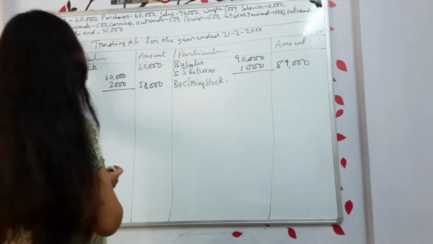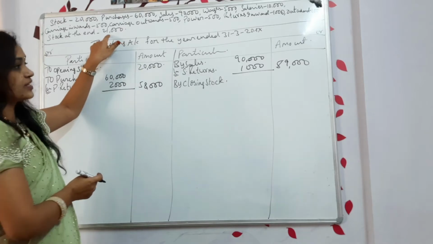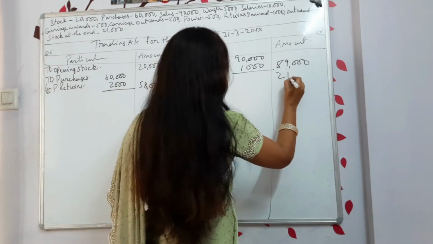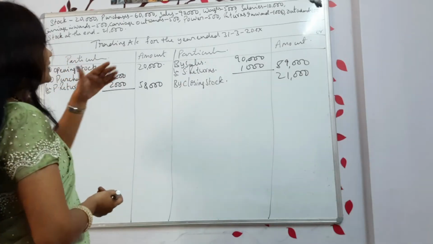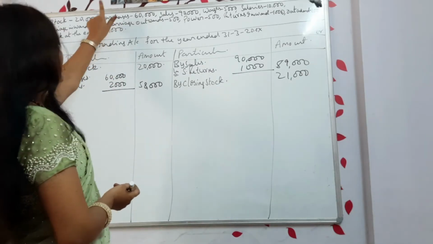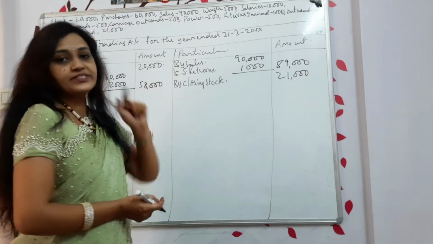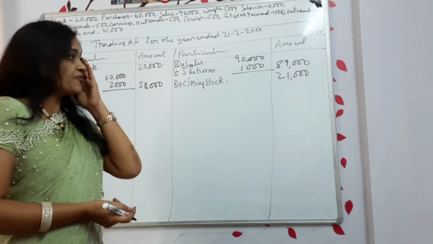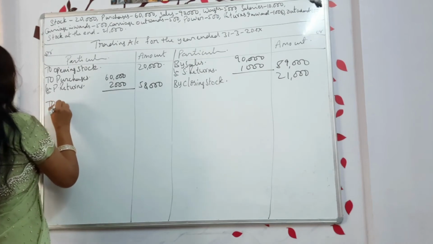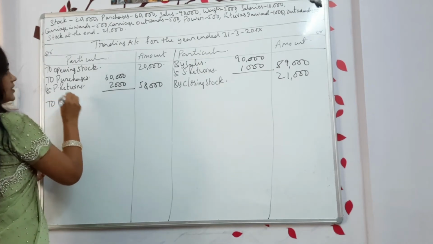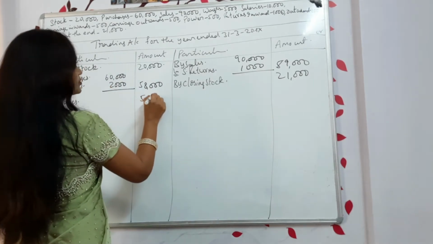Closing stock at the year end, whatever is the stock, that is called closing stock, 21,000. Okay. Now, next, what else we have? Stock done, purchases done, sales done. Next, wages. Wherever manufacturing is going on, there we will make the payment as wages. What is the amount? 5,000.